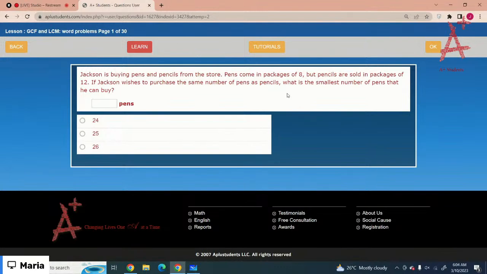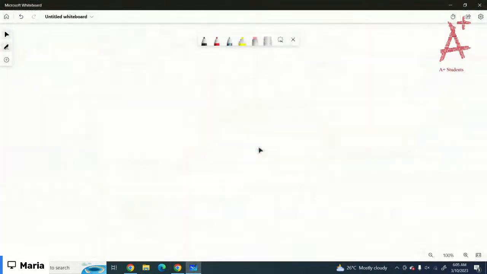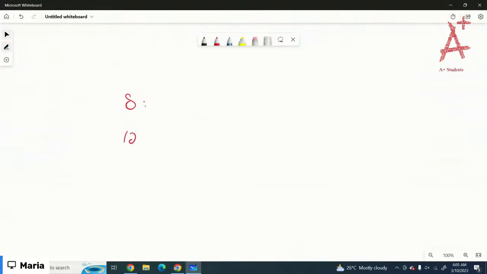So here you have what is the smallest number of pens that he can buy. So that means you need to calculate the least common multiple, LCM, of both the numbers. Got it? So let's just calculate the LCM of both the numbers 8 and 12. So how can we find the LCM of 8 and 12? The numbers involved are 8 and 12. So for the LCM, we have to write the multiples of the numbers. So let's start writing down the multiples of 8.